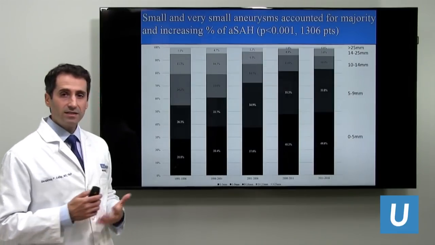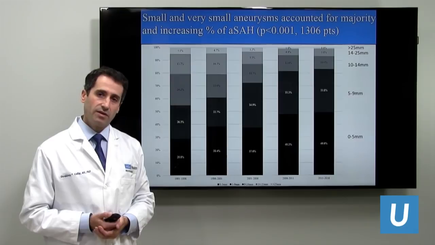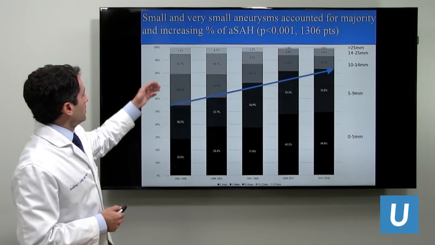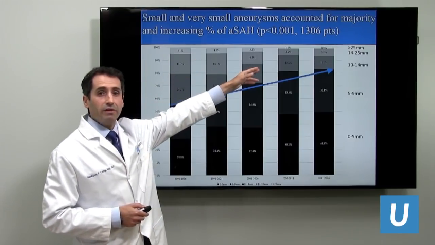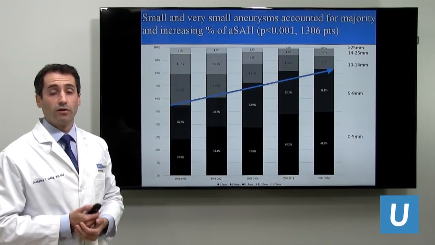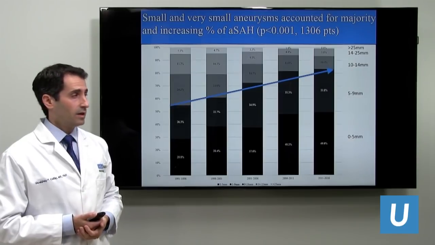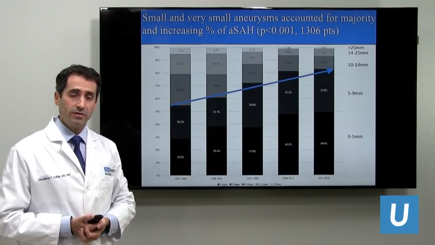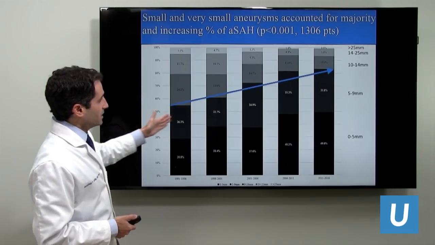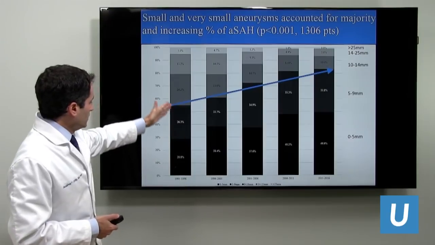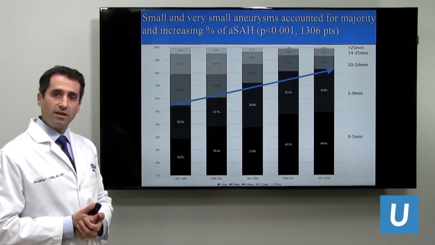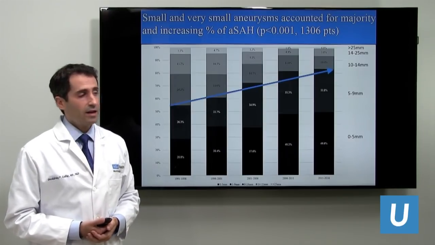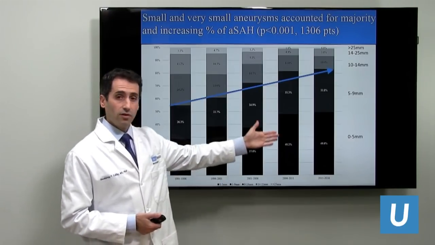When we look at the size of the aneurysms coming in over that 25-year time period, there's actually quite a different story. The very top row represents very large aneurysms, or aneurysms greater than 25 millimeters in size. But when we look at aneurysms that are considered small, or less than 10 millimeters in size, that percentage has actually increased over time. Back in the early 1990s, a little over 50% of aneurysms coming in ruptured were less than 10 millimeters in size. In the last 5 years, that number is over 80%.